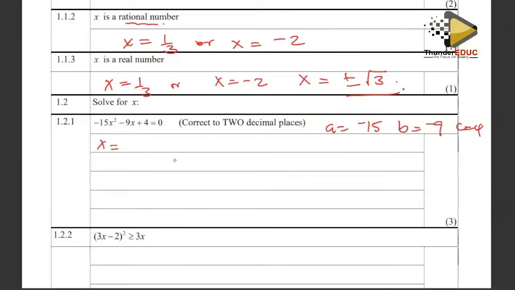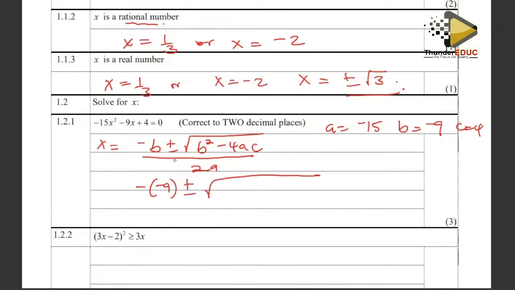So the quadratic formula states that x equals negative b plus or minus square root of b squared minus 4ac, divided by twice a. If we substitute this, negative negative 9 plus or minus square root of negative 9 squared minus 4, our a is negative 15, our c is 4, everything is being divided by 2 multiplied by negative 15.